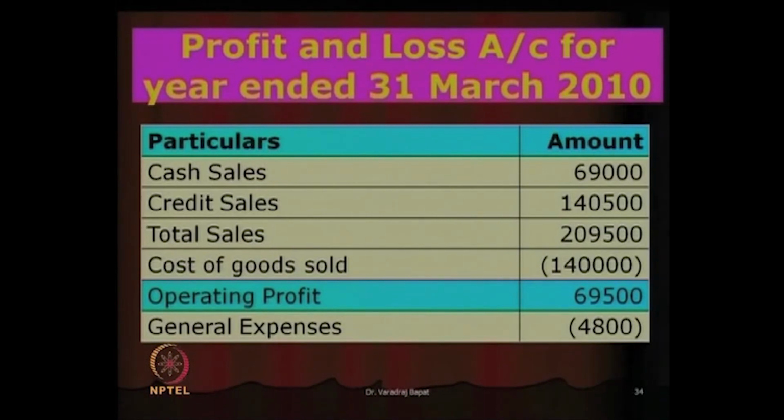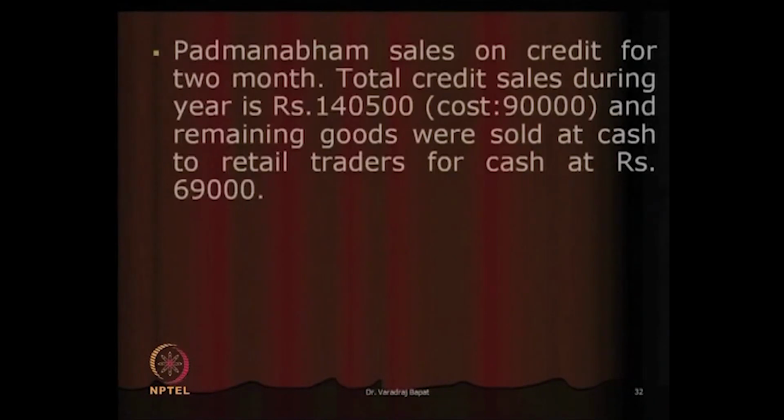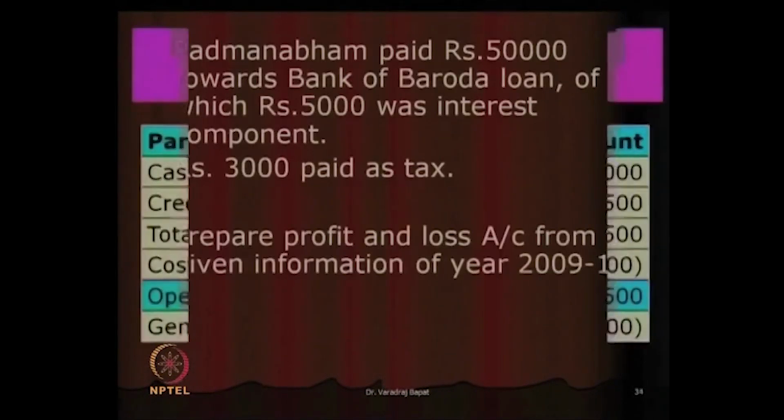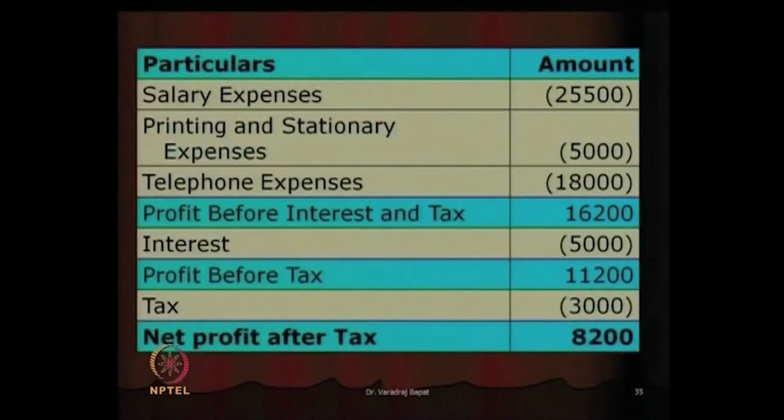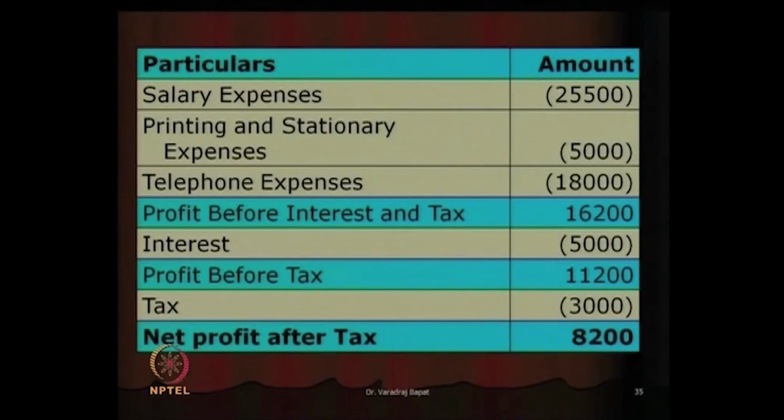From that we reduce the cost of goods sold of 1,40,000. So we get operating profit of 69,500. Then general expenses 4,800. If you remember, they had paid general expenses of 4,800. They had also paid for printing and stationery. So I am reducing general expenses of 4,800, I reduce stationery, I reduce printing, I also reduce telephone expenses. So I get profit before interest and tax.